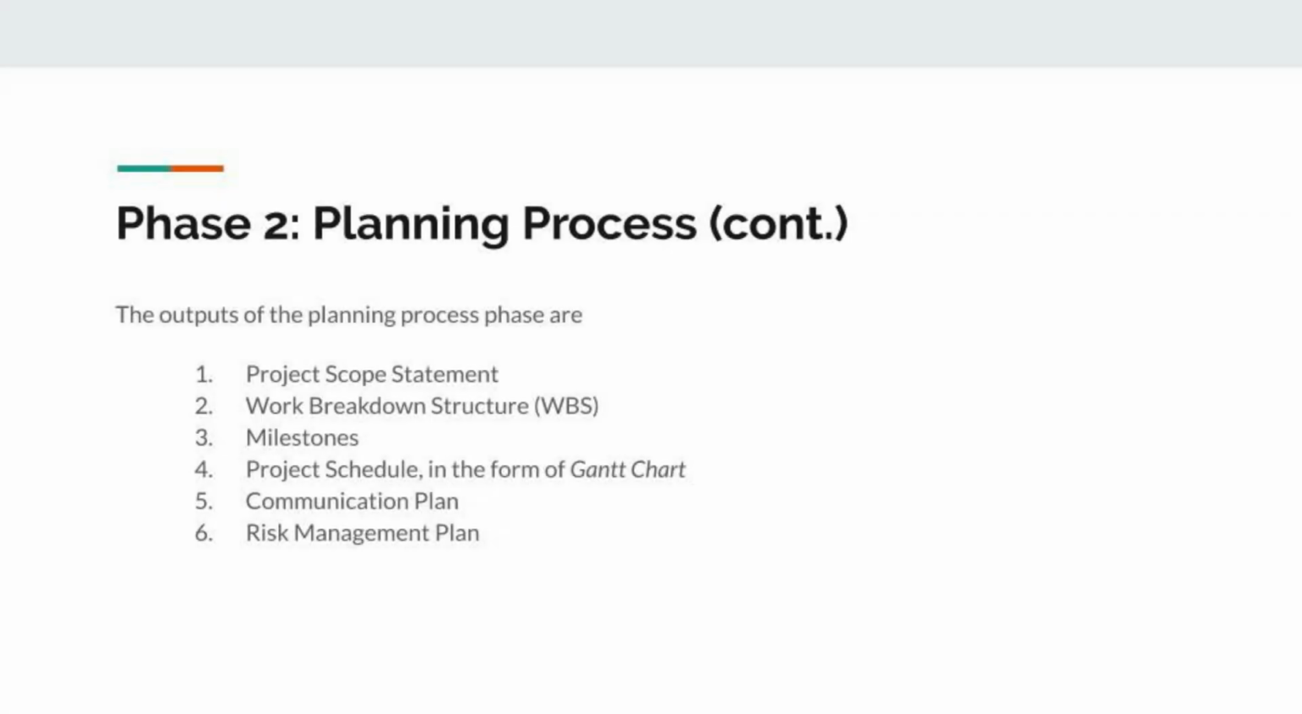And the outputs of the planning process phase are the project scope statement, work breakdown structure, which is WBS, milestones, project schedule in the form of a Gantt chart, and the communication plan and risk management plan.